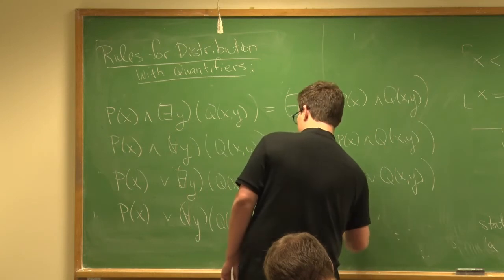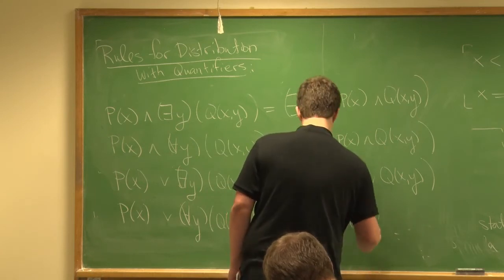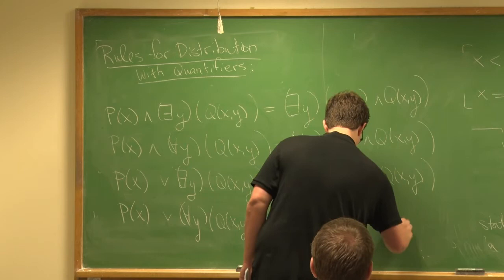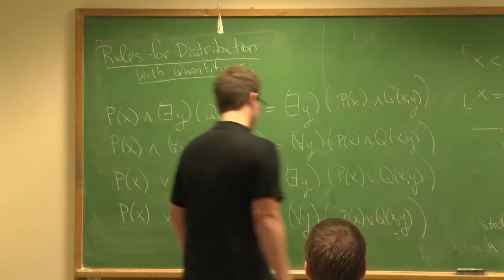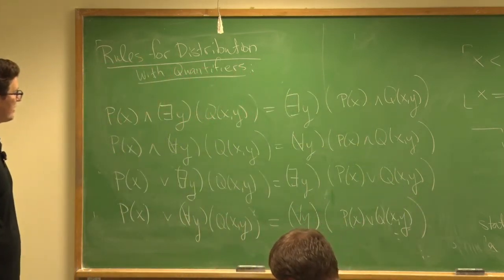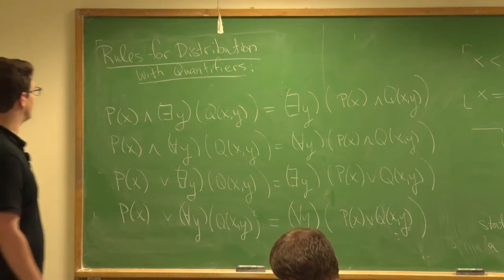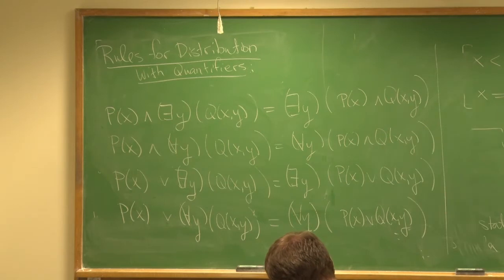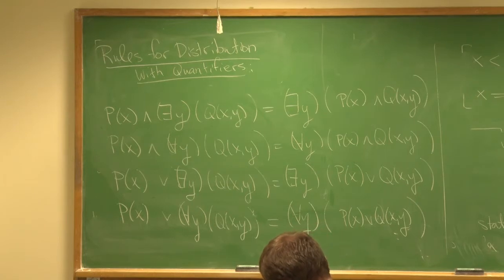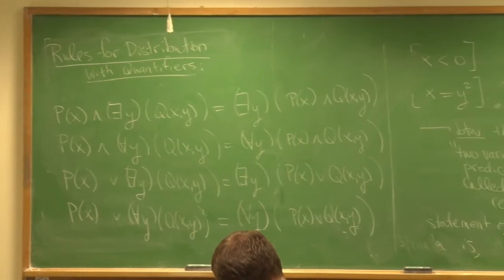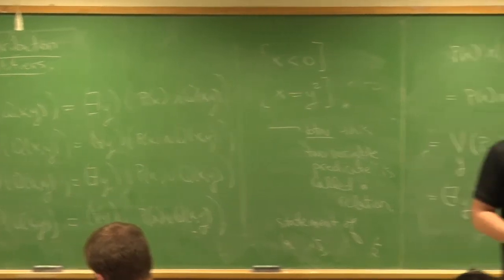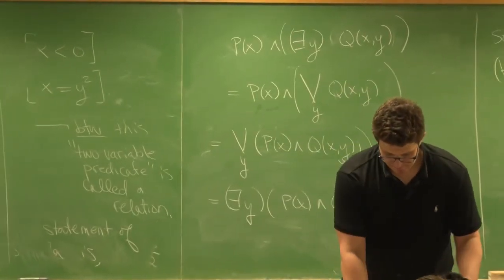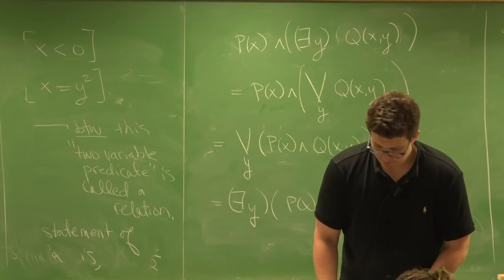I guess the more interesting ones are or xy. Okay, so we have these two things. So these are the rules for distribution, like this. That's all I wanted to say. So that may help you sometimes when you have a formula and you want it to look like it has quantifiers on the outside. You can do that, okay, by using these rules. Okay. So any questions on that?